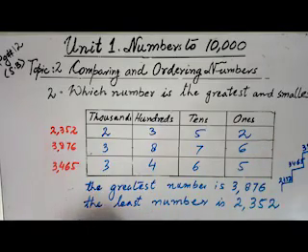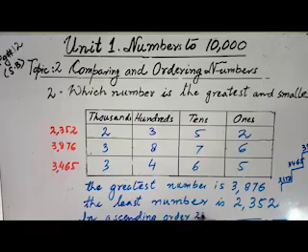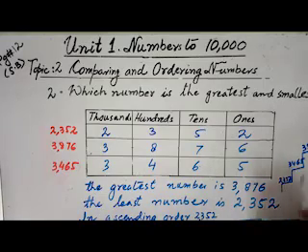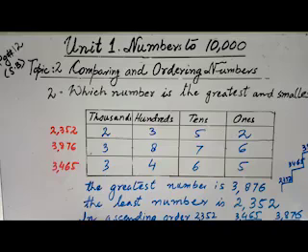So in ascending order, how will you write that? Actually, that would be given in your question, that you have to write in ascending. Either you are going to write it in ascending order or descending order. So if it is in ascending order, stepping up, that would be 2,352 and 3,465 and 3,876. But if you are being asked to write it in descending order, what would it be?